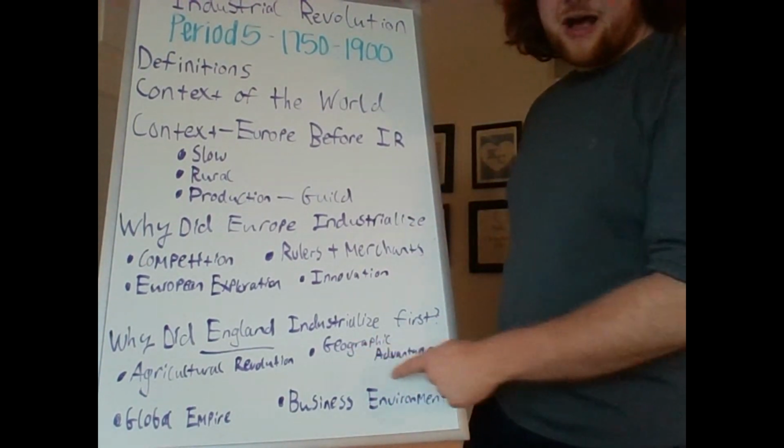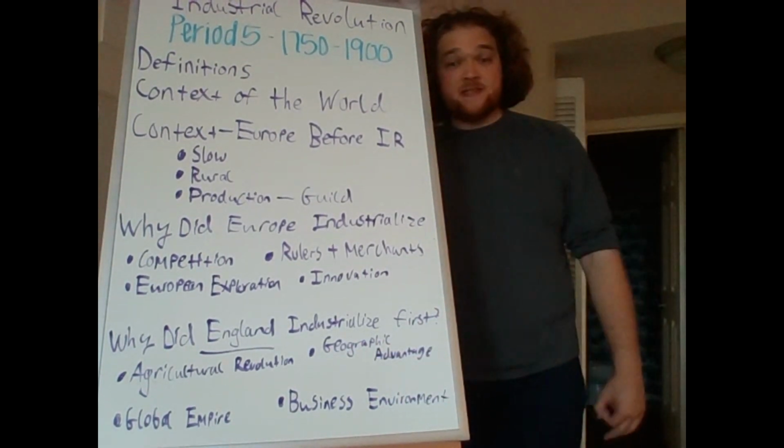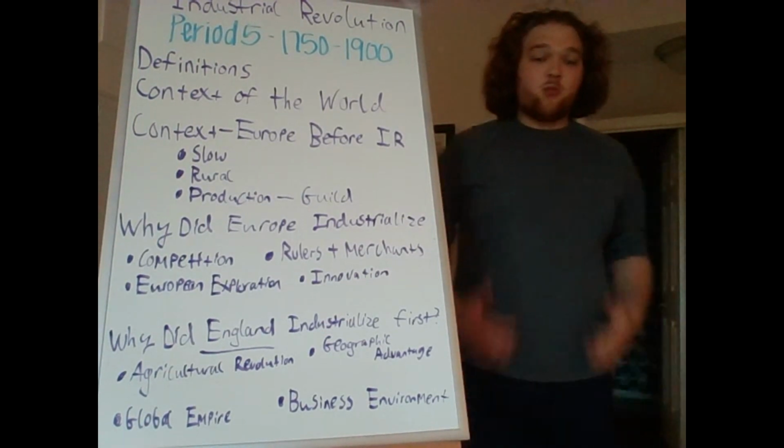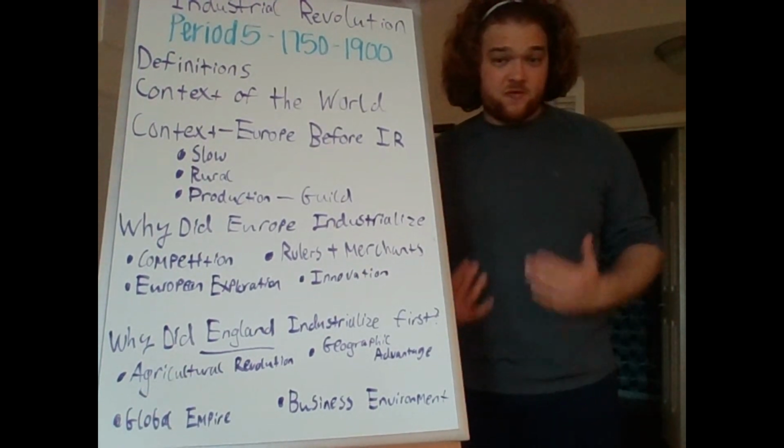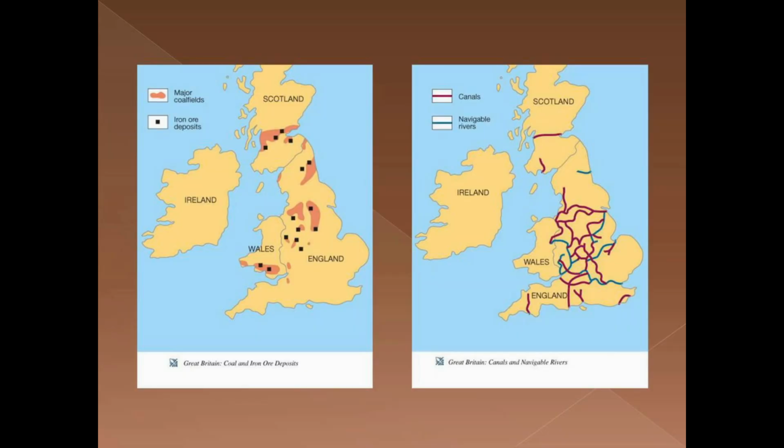Second, geographic advantage. This means that England, where it's situated, is very helpful to them for two reasons. First, England has a lot of rivers, so it makes travel throughout England very cheap, very easy, and very quick. Second, England has a lot of coal.